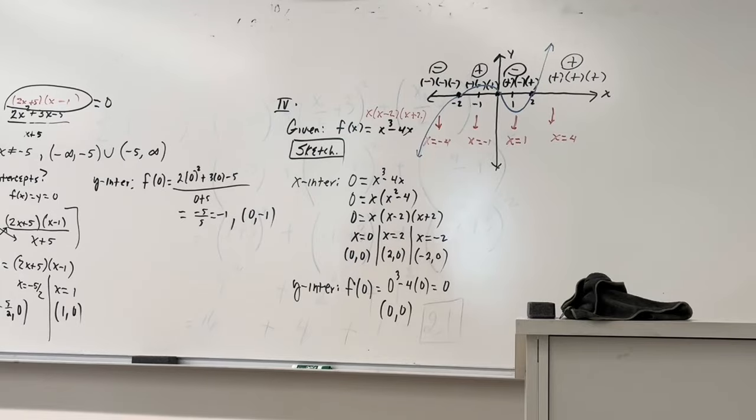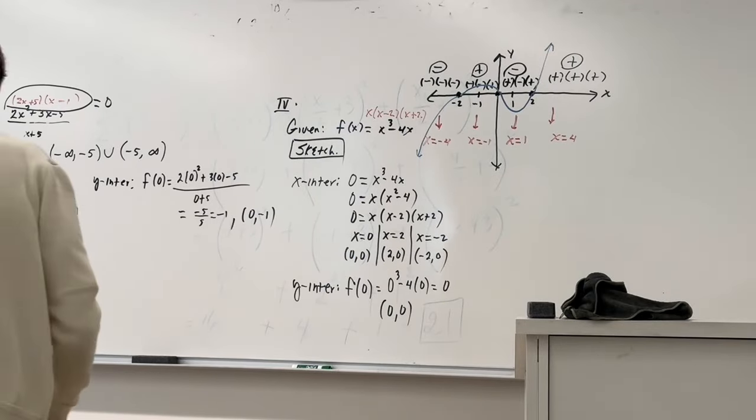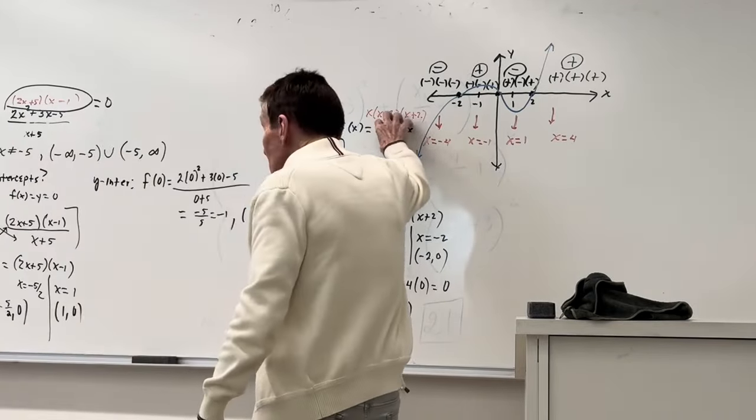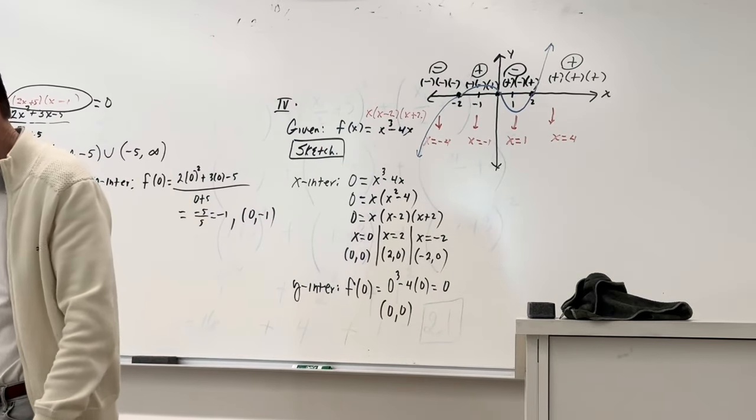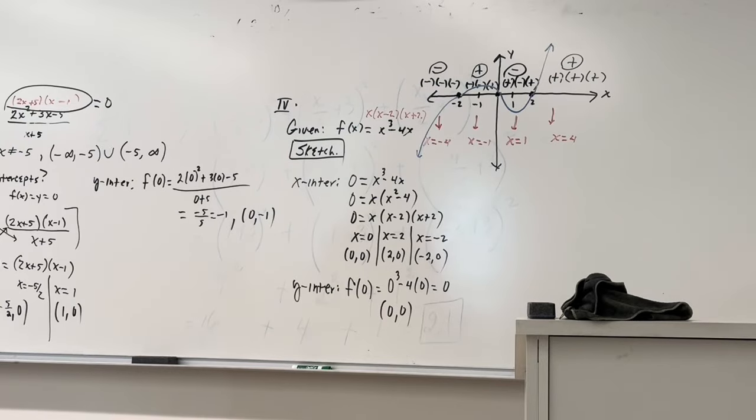Who would think that you can graph this in no time by using sign analysis? This right here, x cubed subtract 4x, that's its picture. That's its graph, based on sign analysis. Above, below, x-intercept, y-intercept. Guys, how's that look?